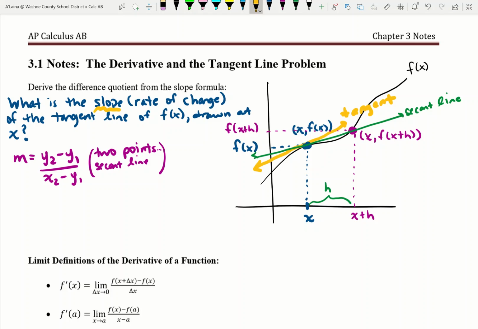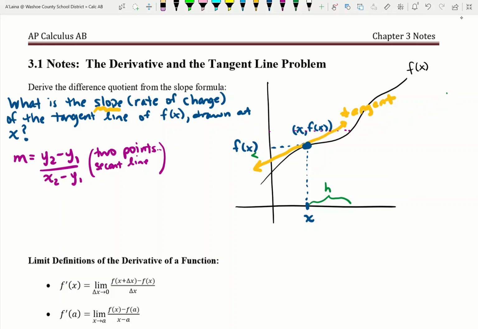Well, what we could do is take the second input here, x plus h, and move it closer to the first point, x. Let me see if I can draw this for us. I'm going to take this point, x plus h, and move it, and I'm going to redraw my secant line.